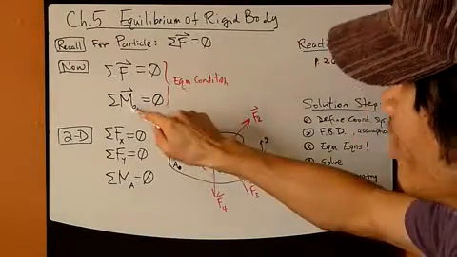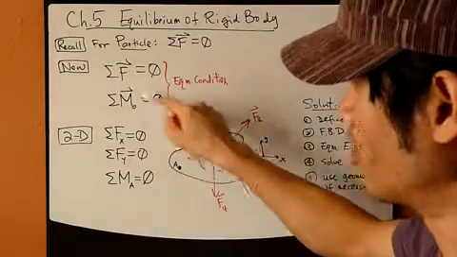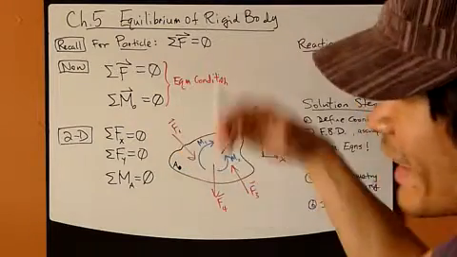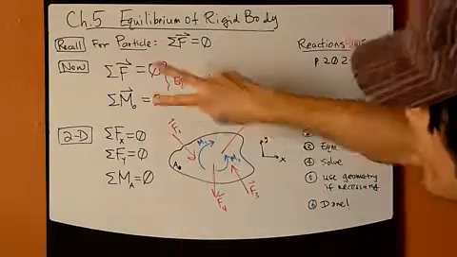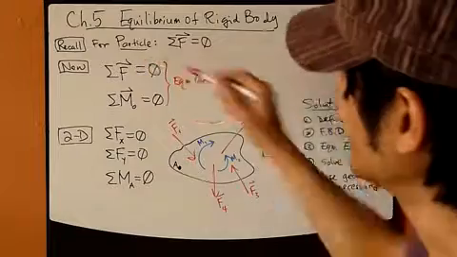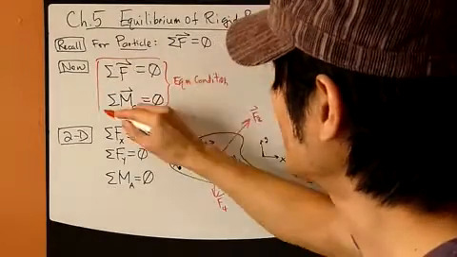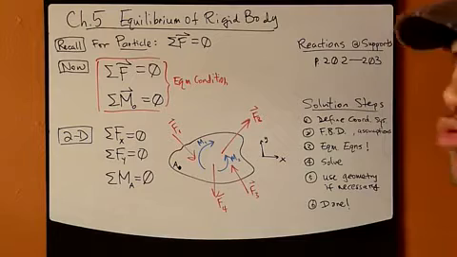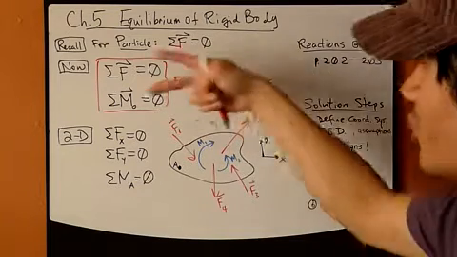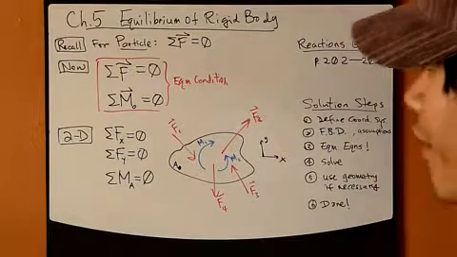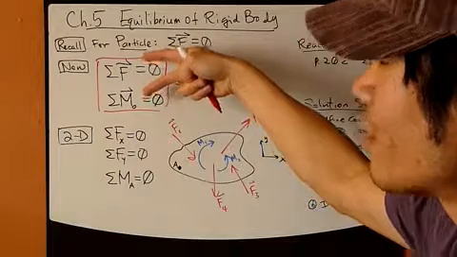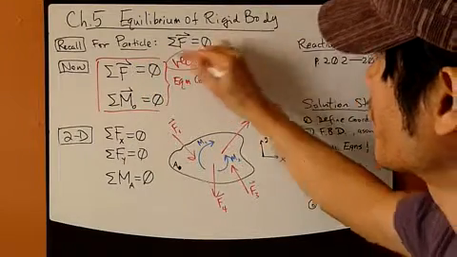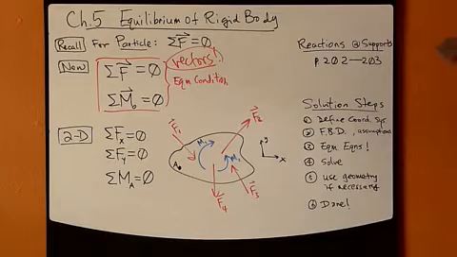Everything, all the moments, must equal 0, so they cancel out each other. So these two are your equations for the whole analysis of a rigid body. It's really, really simple. Two equations govern everything. But realize that these two are vector equations, so we're dealing with vectors now.